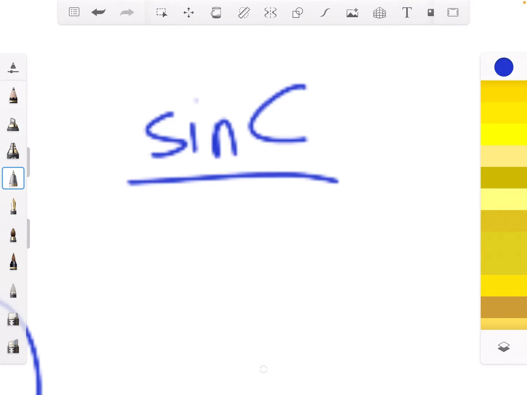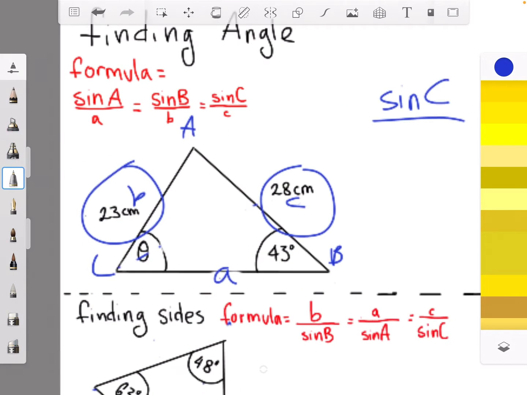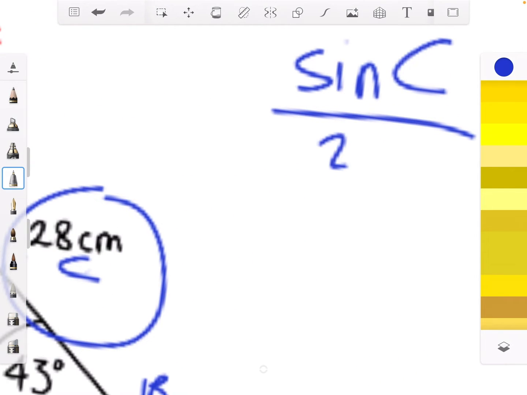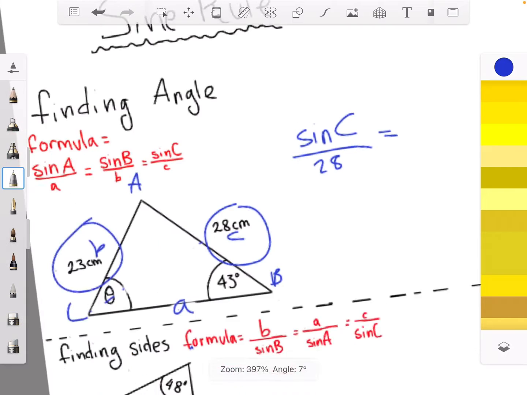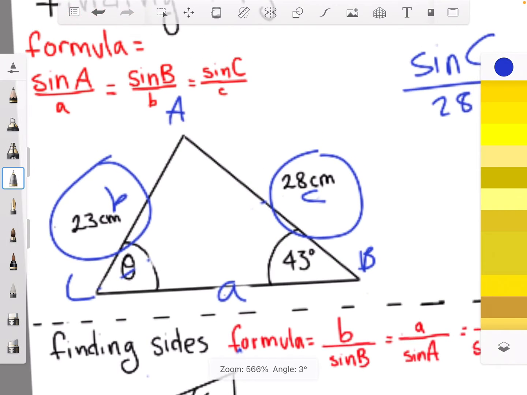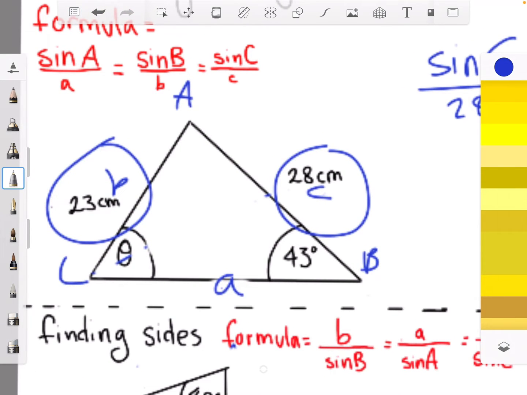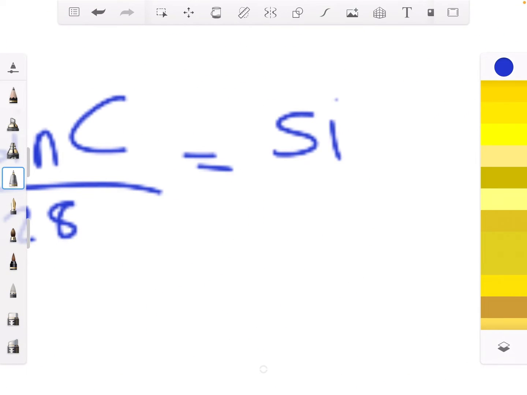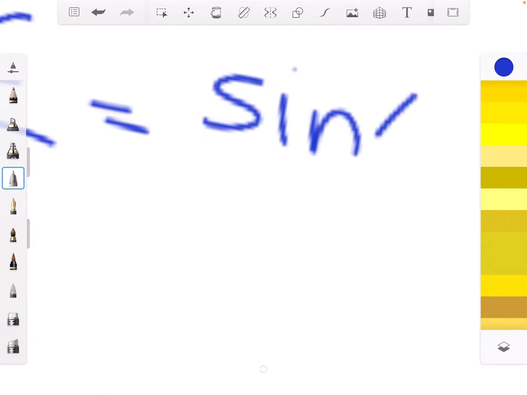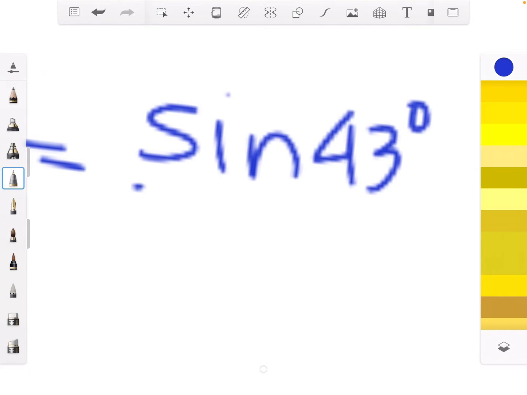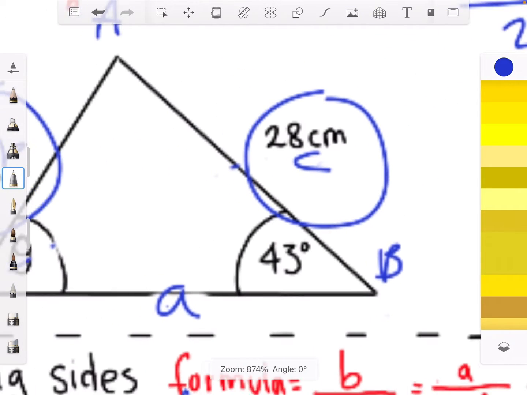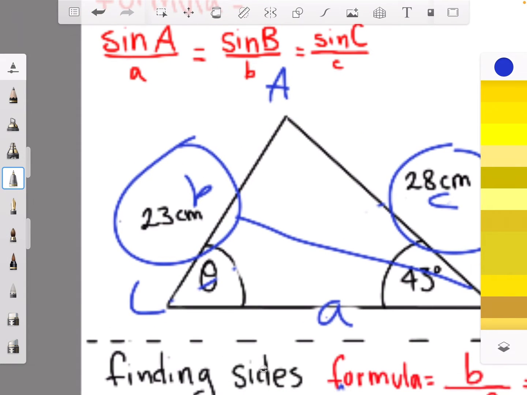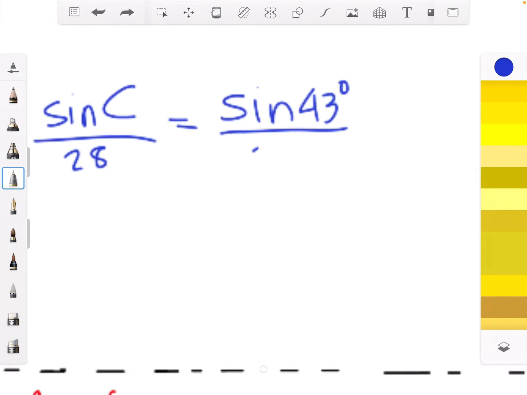So sine C. And what is sine C corresponding to? 28. And now this is equal to the other angle that you're given, which is sine B. Sine B is 43, by the way, over 23. So this is your first step.